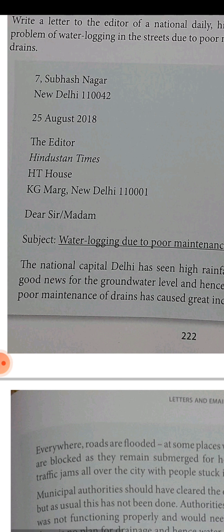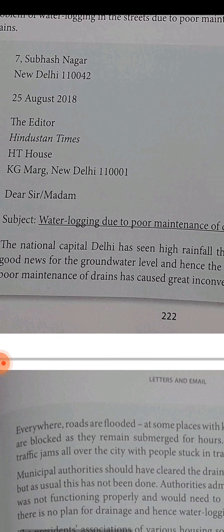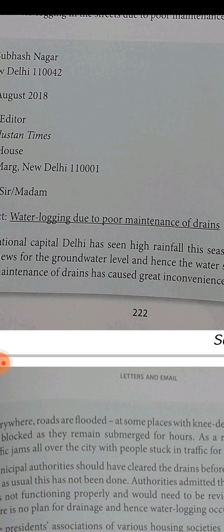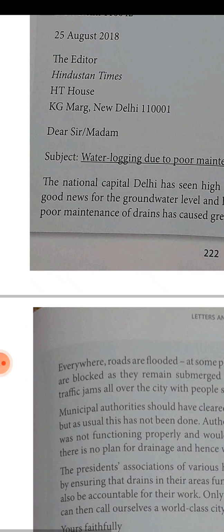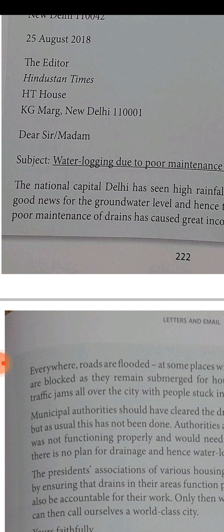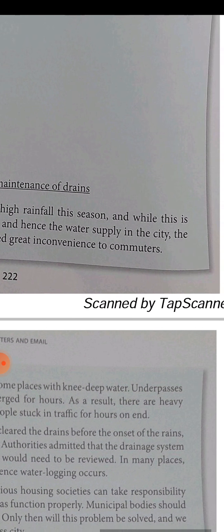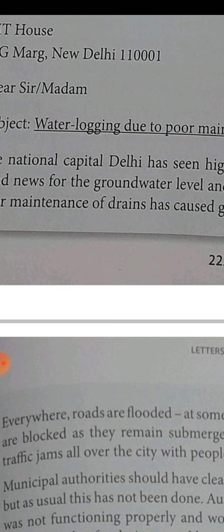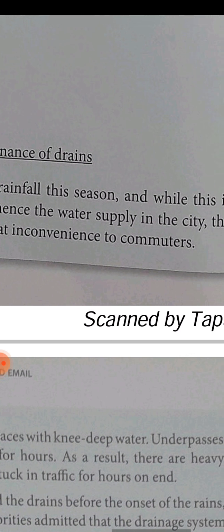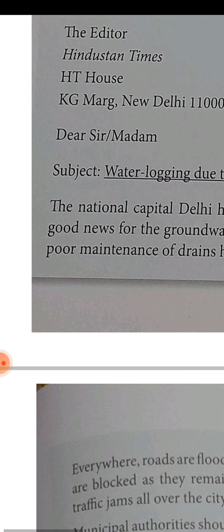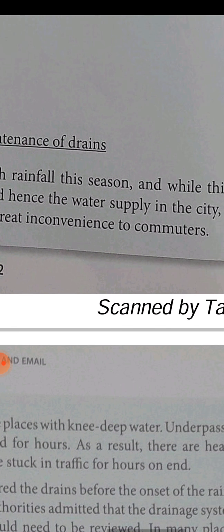And then you will write the salutation, which is here dear sir or madam, and then you will write your subject, which is waterlogging due to poor maintenance of drains. So then you will write the body. The national capital Delhi has seen many rainfalls this season, and while this is good news for the groundwater level and hence the water supply in the city, the poor maintenance of drains has caused great inconvenience to commuters.